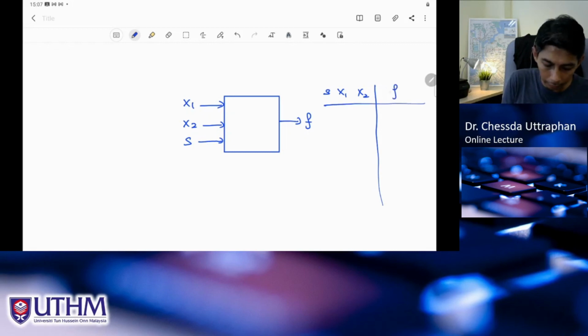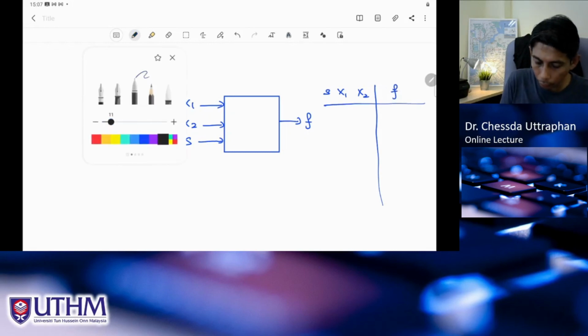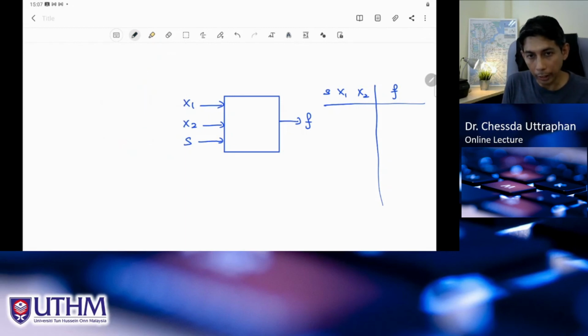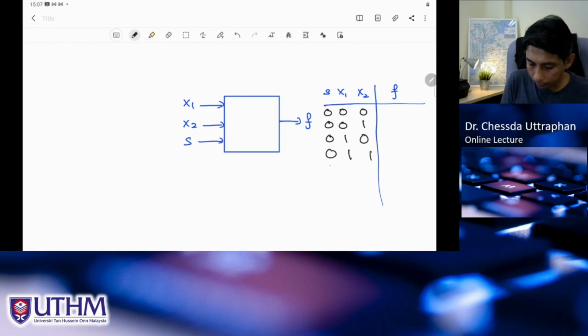And let's write the values for the inputs. We have three inputs, so we should have up to 8 possibilities. Start with 0 0 0, 0 0 1, 0 1 0, 0 1 1, number 3, number 4, up to 7, which is 1 1 1.